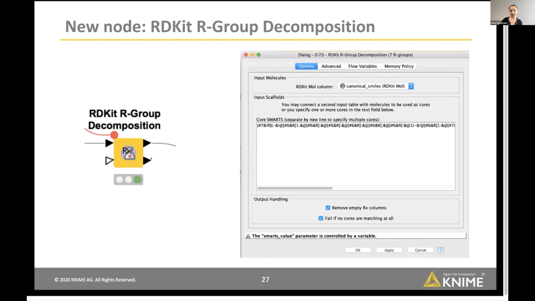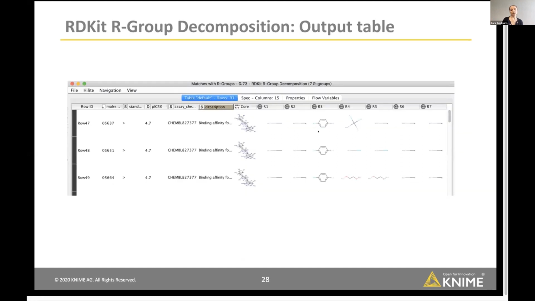So after you perform the R group decomposition, you get an output table where you have, this was the column of your core.